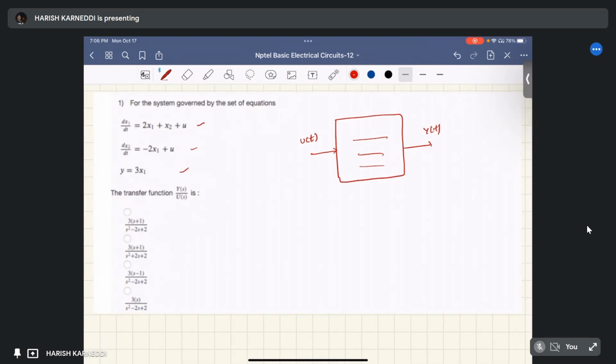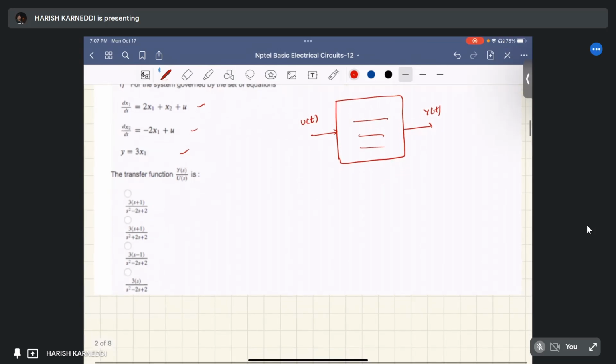It means these equations are in time domain. We have to convert them into s domain by applying the Laplace transformation, and we have to find the transfer function of this system. First, let us consider this one as equation 1, this one as equation 2, and this equation 3.